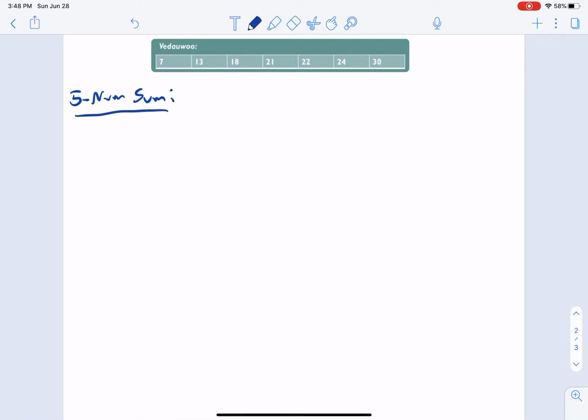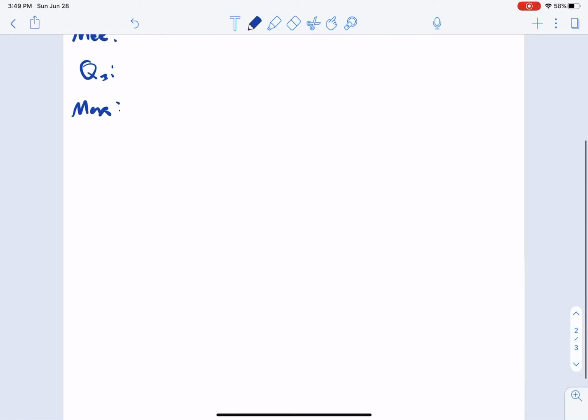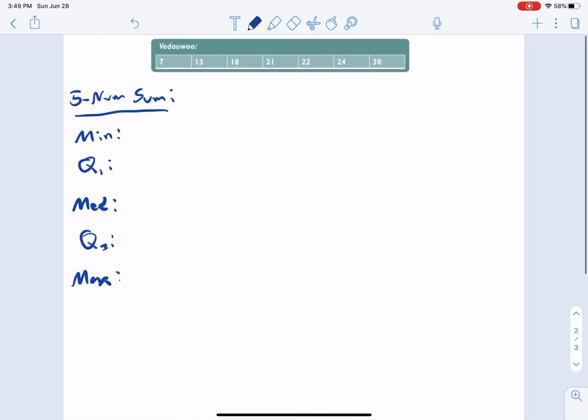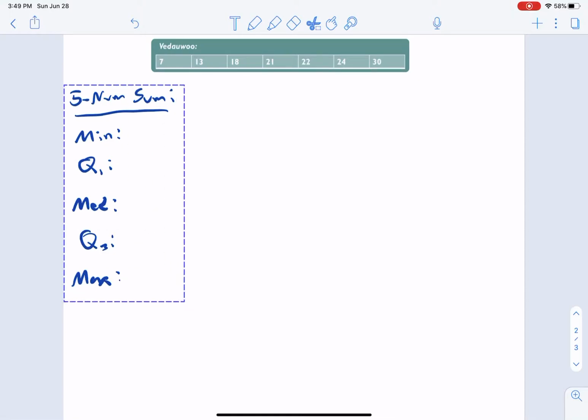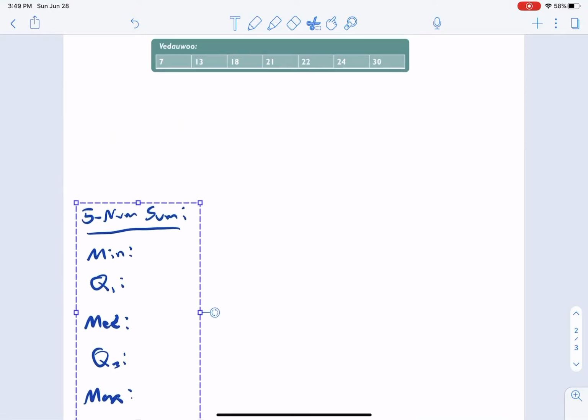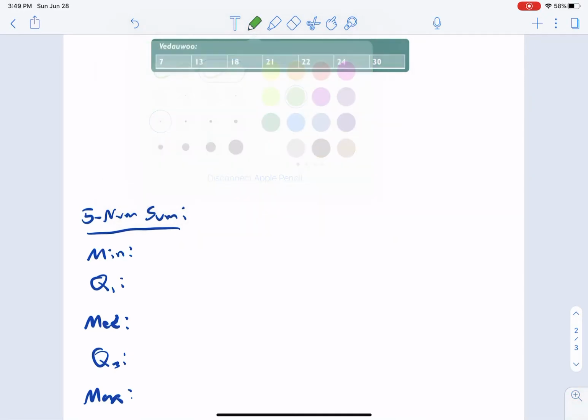Okay, and that's just going to be a minimum. That's going to be Q1. The median, Q3, and the maximum. And we'll do our outlier work down here too. So let's get into it. And actually, I'm now kind of realizing, here's what I need to do. I need to move all of this down just a little bit. Great. Okay, so let us do it.